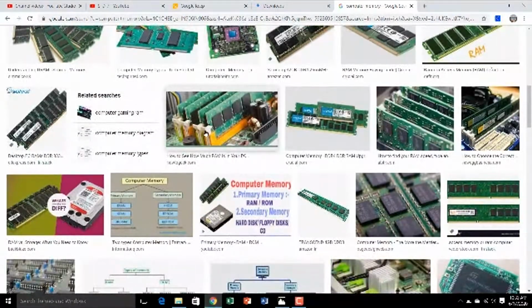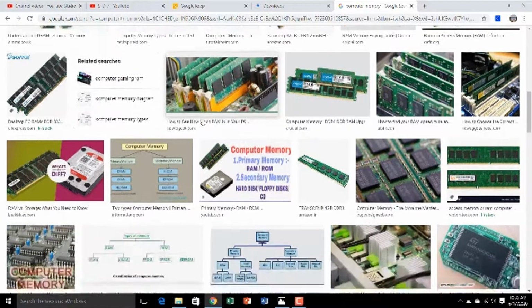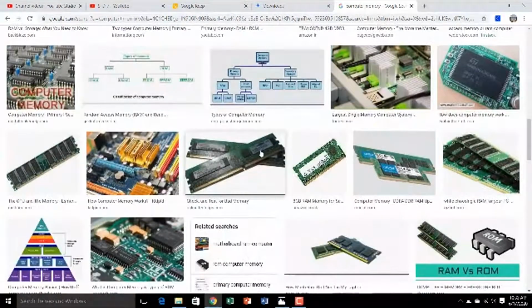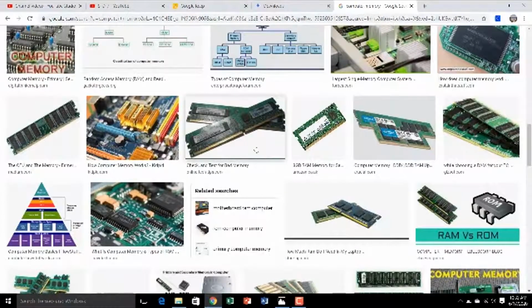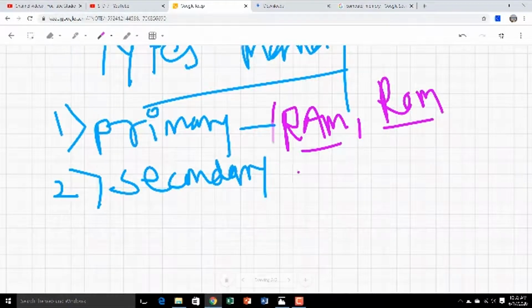See how it can be stored in a computer or on a motherboard. Like this way or this way, you can store it on a motherboard inside the CPU. Okay, so these are all the memory images. Understand? Here, the first one we will understand is the RAM.